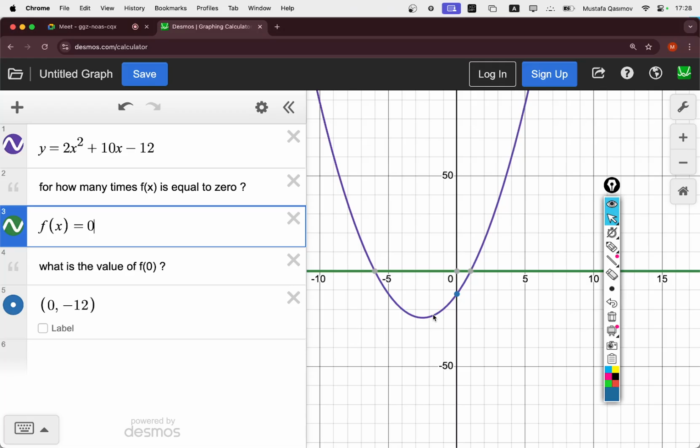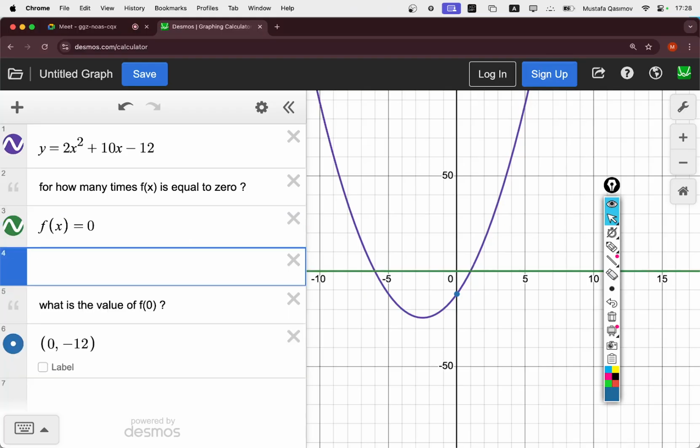I think our answer is x1 and x2. Yes, and so you have to say a number. 1, 2, 3, 4. 2. Right, it's 2. The answer is 2.